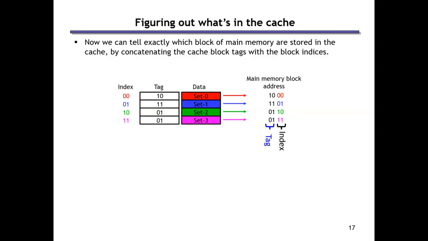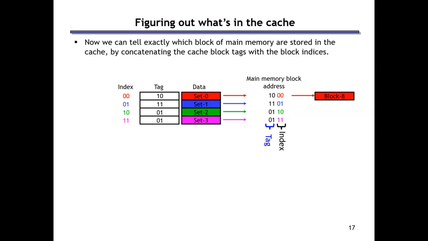So now looking into the data, can anyone tell me which block is now residing in set number 0? The main memory block address can be determined by concatenating the tag field and the index field. Here the index field is 00 and the tag field is 10. Which block is residing in set number 0? Anyone may answer. Block 4? Block 8. Why? Because we have 1000.